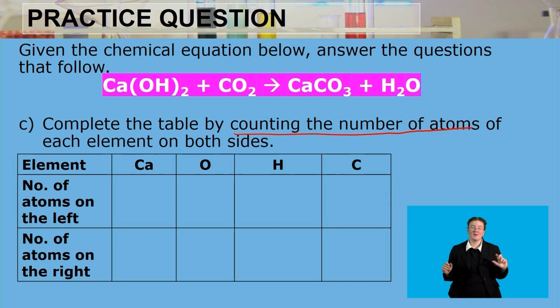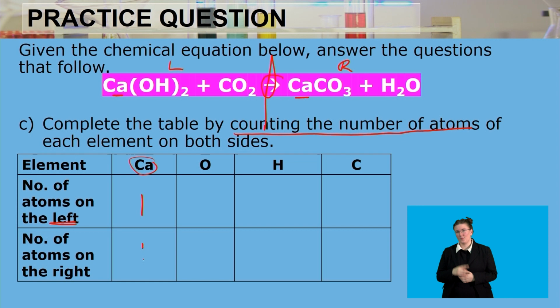So to start, how many atoms of calcium do we have on the left-hand side? This is our arrow, left-hand side and the right-hand side. Left-hand side denotes the reactants, right-hand side denotes the products. So therefore, how many calciums do we have on the left-hand side? There's just the one calcium atom on the left-hand side, so there's one. Then on the right-hand side there's also just the one, so we have one.